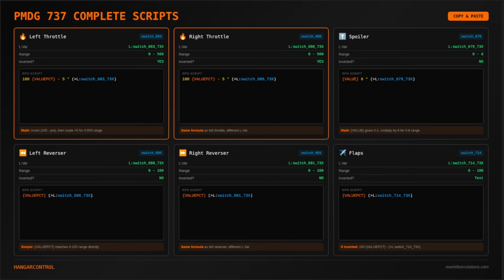So you guys can see all the commands that we're going to use today, assuming that I got these right. We have the left throttle, the right throttle, the spoiler, the left reverser, the right reverser, and the flaps. Okay, so now we're going to go into HangarControl and we're going to set these up and walk through each binding one by one. We're going to do first the left throttle. We'll create a new axis binding and select the Bravo lever. And we'll walk through everything, working all the way down, as you guys see everything in action one at a time.